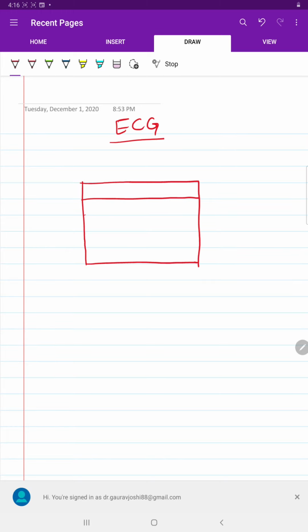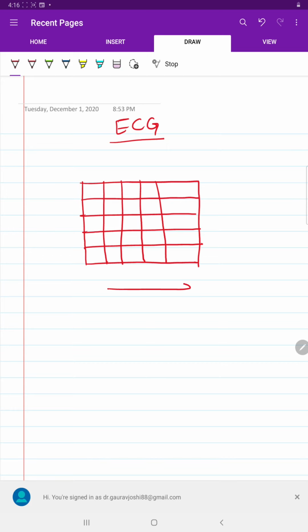Here we will see the time in seconds and here we see the amplitude. Whenever we take the ECG, we must appreciate this small square and the large square. If we can appreciate the squares, ECG becomes easier for us.